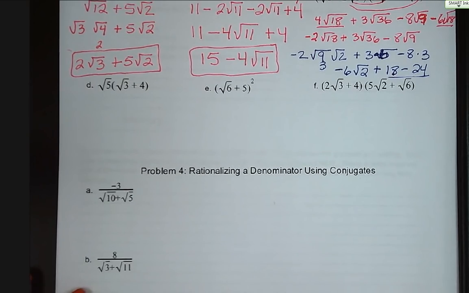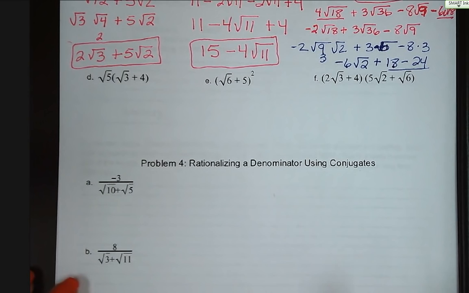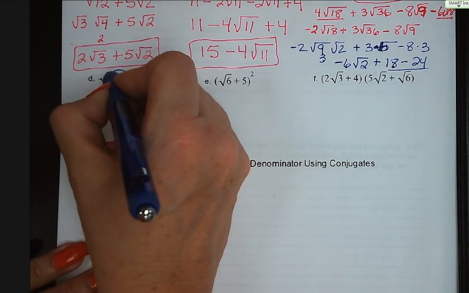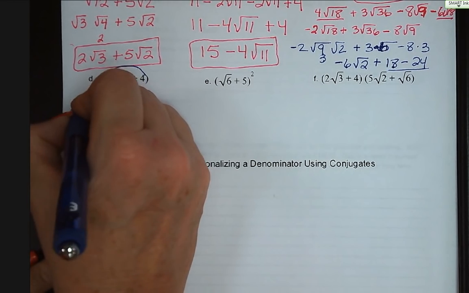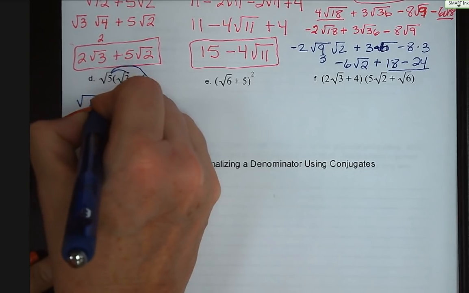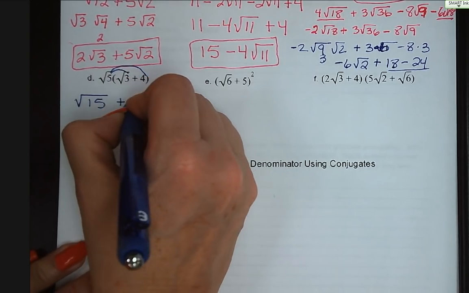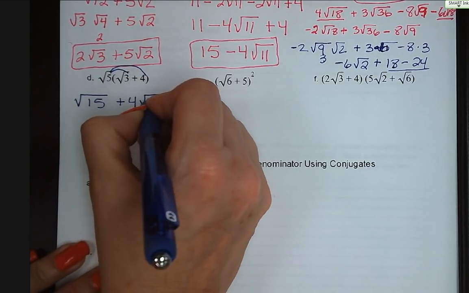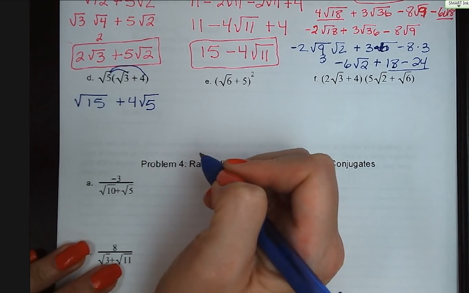All right, letter D. Again, you might want to watch this a couple of times. D, E, and F, try them on your own, and then we'll go over them. Letter D, square root of 5 times square root of 3 is square root of 15, plus 4 square root of 5. That's your simplified form.